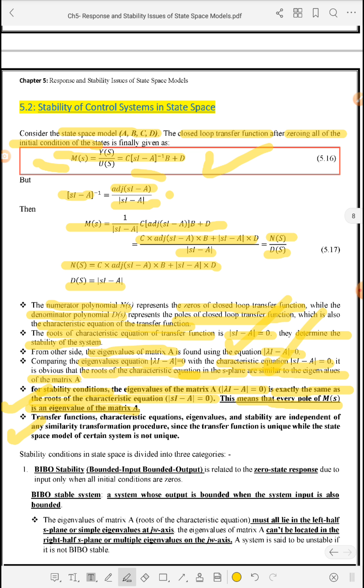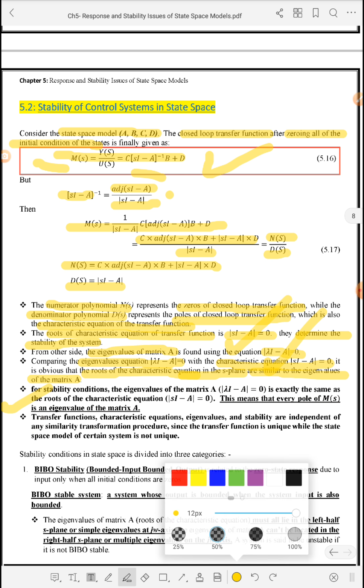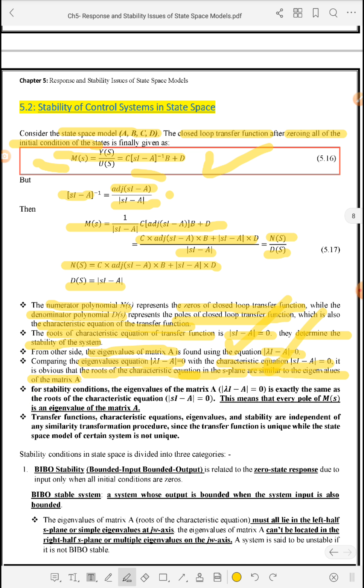And since we are dealing with transfer function equation 5.16, we know, as we have covered in the decomposition of transfer function chapter, that the transfer function, characteristic equation, eigenvalues, and stability are independent of the similarity transformation, because the transfer function is always unique, while the state space representation is not unique, and it's multiple in all cases.